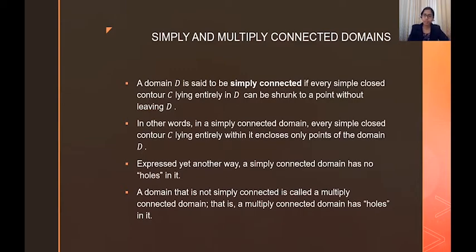So there are two types of domains that we have to deal with in the case of complex variables. First is the simply connected domain, that is, a domain D is said to be simply connected if every simple closed contour C lying entirely in D can be shrunk to a point without leaving D. Okay, so keep a picture of it in your mind.